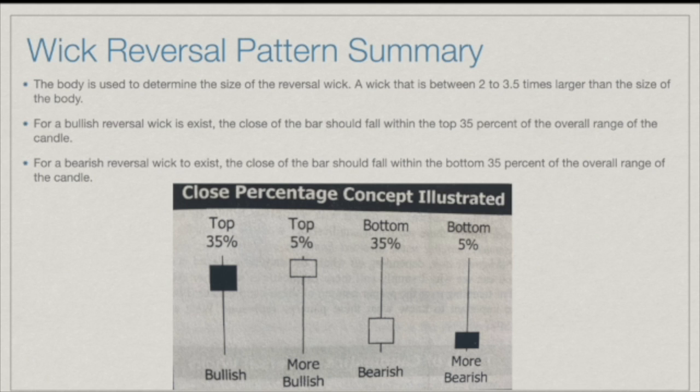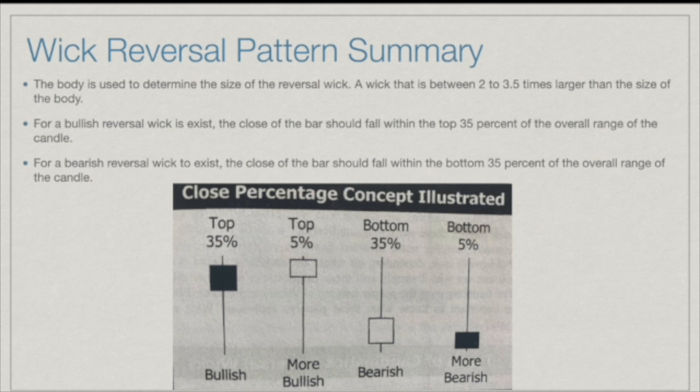This is the summary for the wick reversal pattern. The body is used to determine the size of the reversal wick. The wick is between 2 to 3.5 times larger than the size of the body. The wick means the tail. It has two tails, the upper tail and the lower tail.